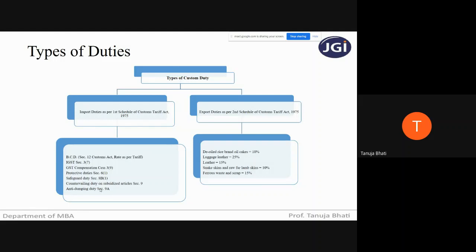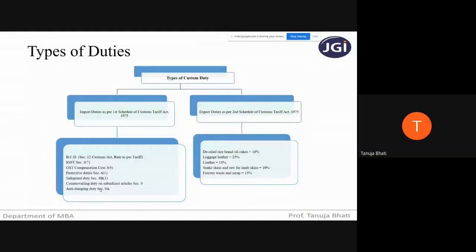So in order to avoid that, the government imposes anti-dumping duty. When the export price of a product imported into India is less than the normal value of the like articles sold in the domestic market. Suppose the exporter is China and the importer is India. If the same goods are manufactured in India, the value is high, but when you're importing it from China, the value is less. So dumping is done, and this process is called dumping.